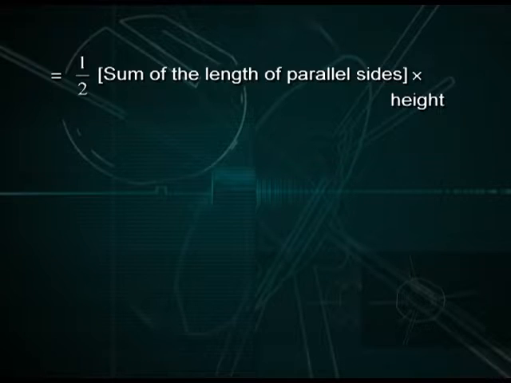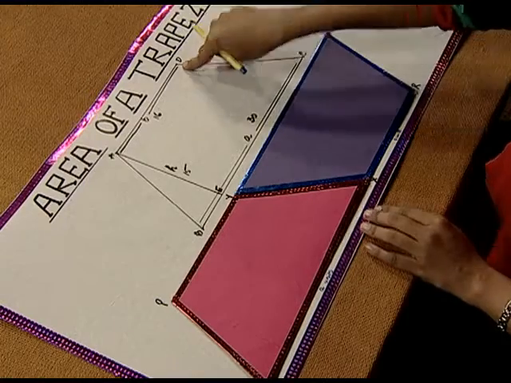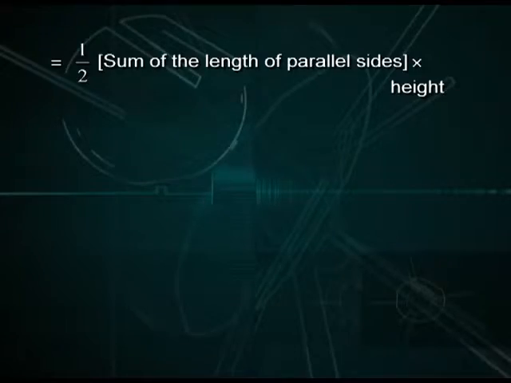As we know, a and b. What are a and b? a is BC, which is one of the parallel sides, and AD is the other parallel side. So, we have verified that the area of a trapezium is half the sum of the lengths of the parallel sides into height. Now, let us calculate it mathematically.